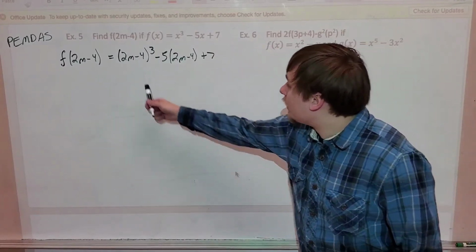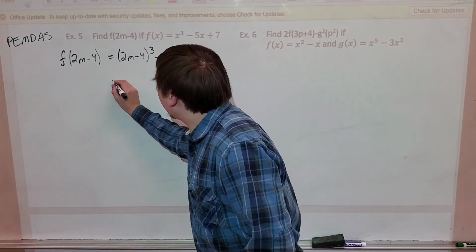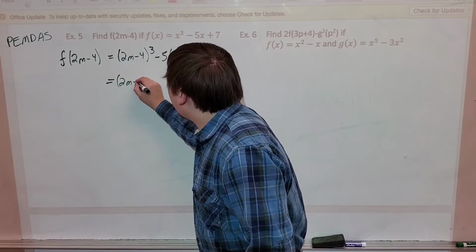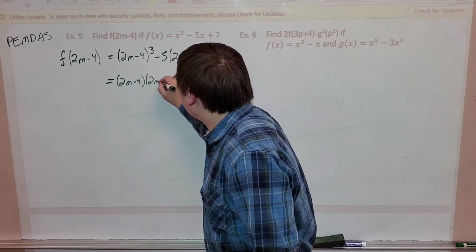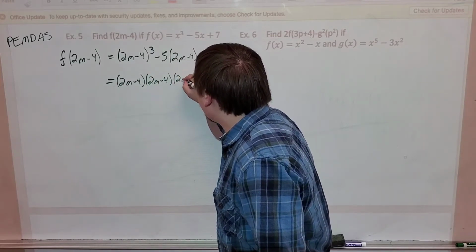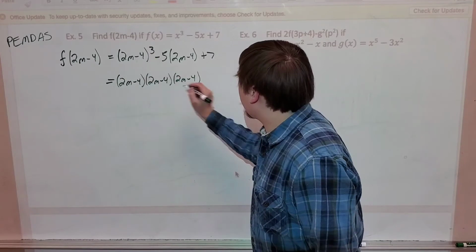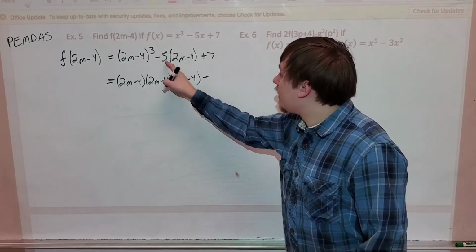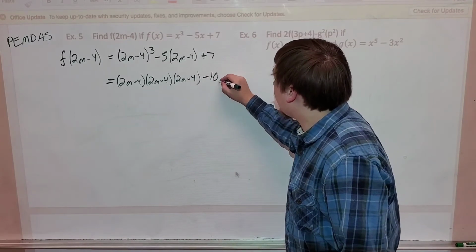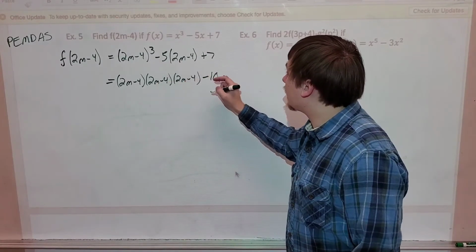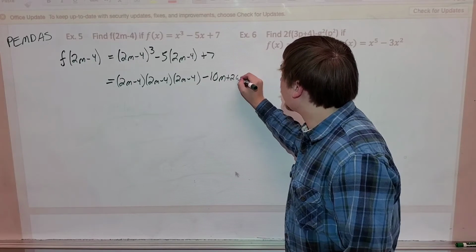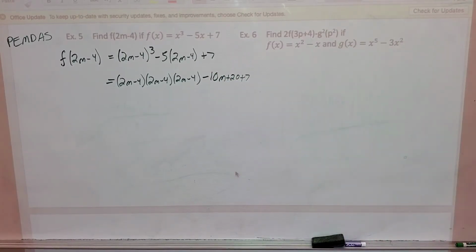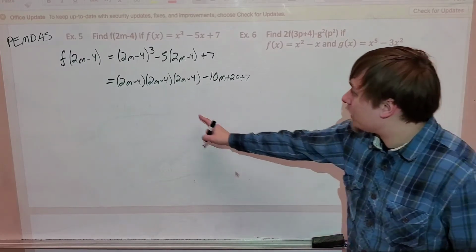We do have a little bit of multiplying to do over here, so I'm going to do 2 of these at a time. We have 2m minus 4 and then 2m minus 4 and 2m minus 4, because there's 3 of them. Minus, and we can go ahead and multiply this right now. 5 times 2m is 10m. Negative 5 times negative 4 is a plus 20, and then we still have the plus 7 there at the end. Okay, so now we have a lot of multiplying to do over here.